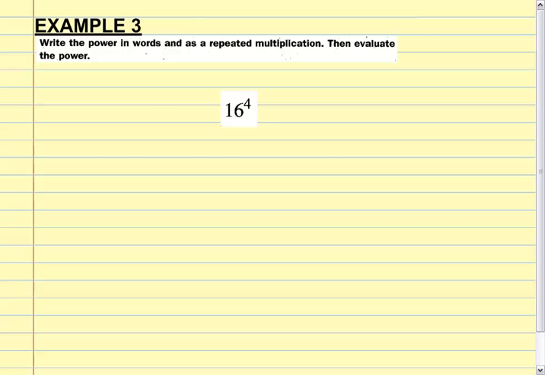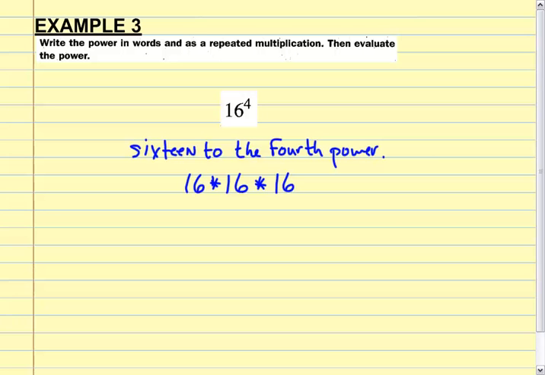Who wants to tell me, what do I write in words to express that? 16 to the 4th power. I love it. F-O-U-R-T-H, P-O-W-E-R. Nice. 16 to the 4th power. How do I write it as a repeated multiplication? Great. 16 times 16 times 16 times 16. Nice. Remember, exponents are repeated multiplication.